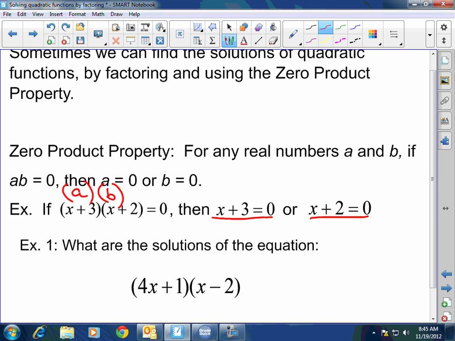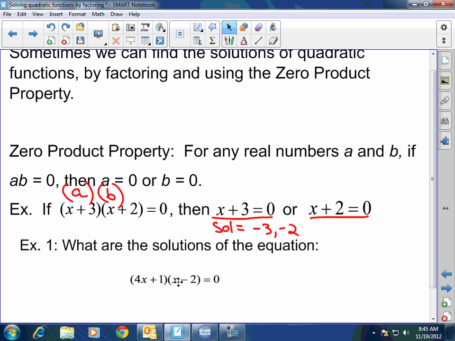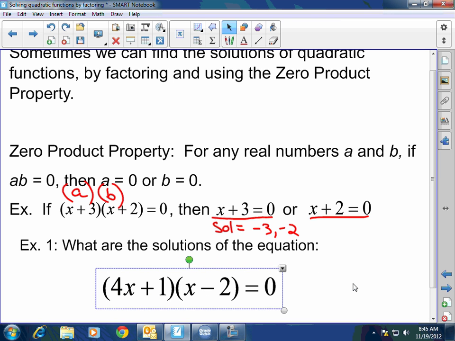So now from here, guys, you know how to solve these Mickey Mouse equations. So my solutions in this case would be -3 and -2. That's what the zero product property states. When you have the product of a times b, and that equals 0, a will be set equal to 0, and b will be set equal to 0. So for example, what if I ask you, what are the solutions of the equation 4x plus 1 times x minus 2? They have already factored it out for you. They have already put it into zero product property form for you.